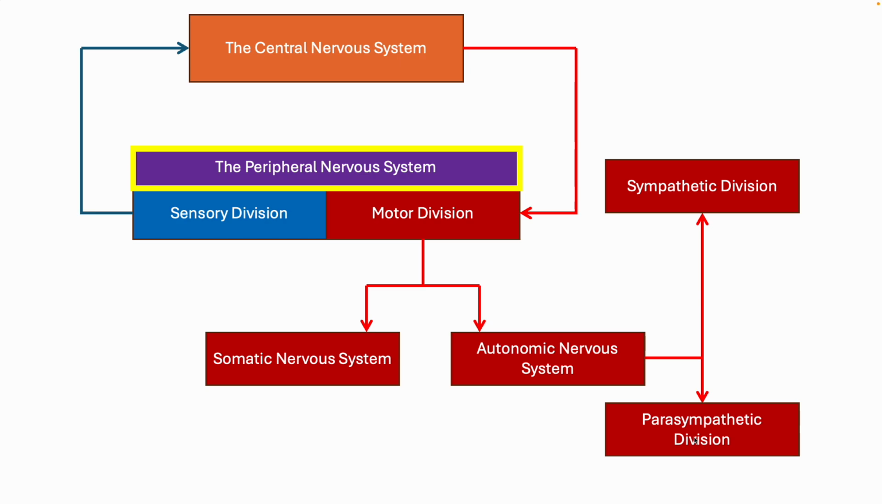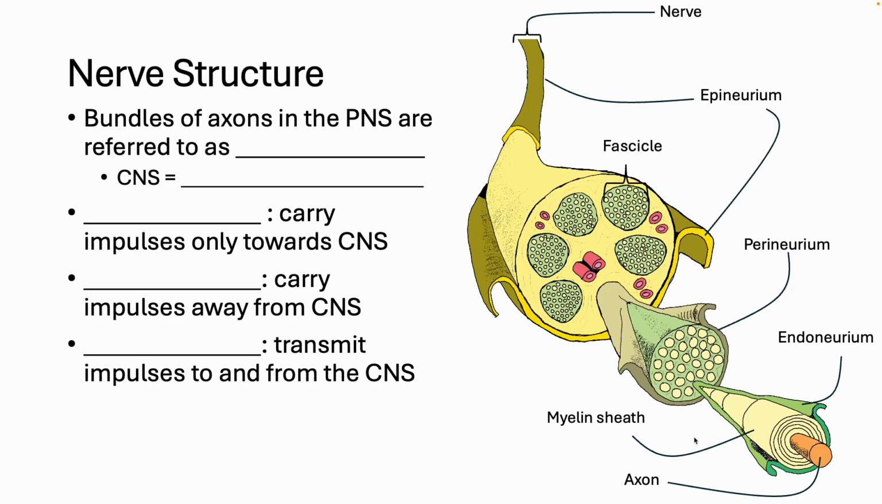So the central nervous system is going to receive input from the sensory division of the peripheral nervous system and send information out to the motor division of the peripheral nervous system. But before we talk about cranial nerves, let's take a step back and talk about nerve structure.